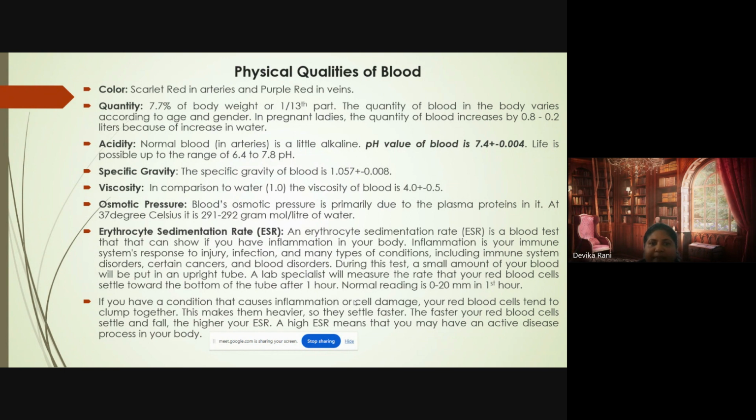Specific gravity. The specific gravity of blood is 1.057 plus minus 0.008. Now, viscosity in comparison to water, which is 1, is 4 plus minus 0.5.